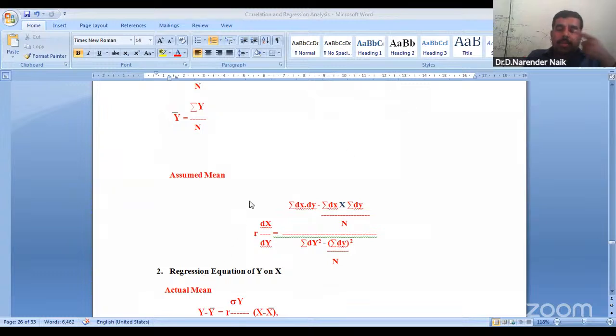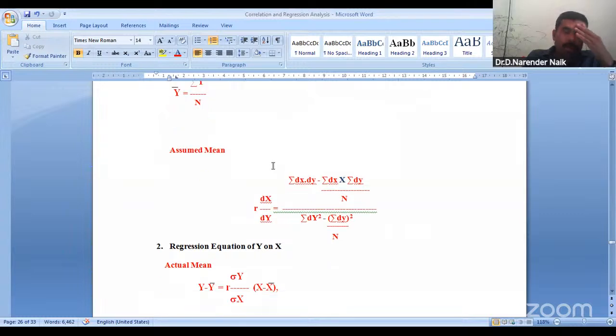Right. So you observe carefully. r into dx divided by dy is equal to sigma dx into dy minus sigma dx dy minus sigma dx into dy divided by n. Again, it is divided by sigma dy square minus sigma dy whole square by n. Okay, that is x on y.